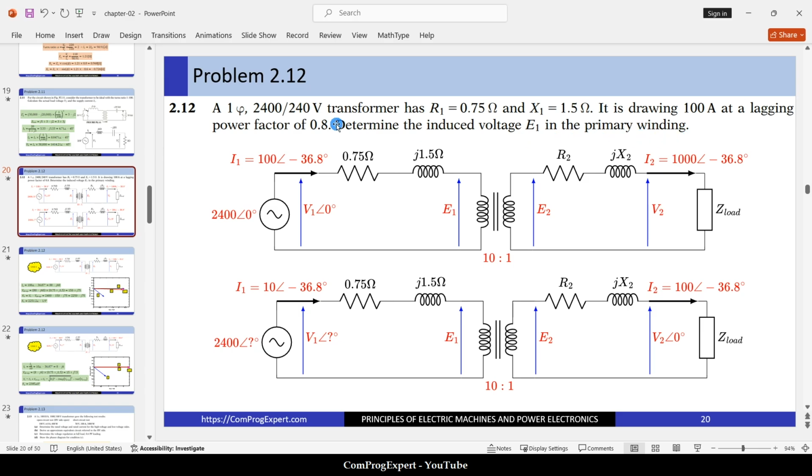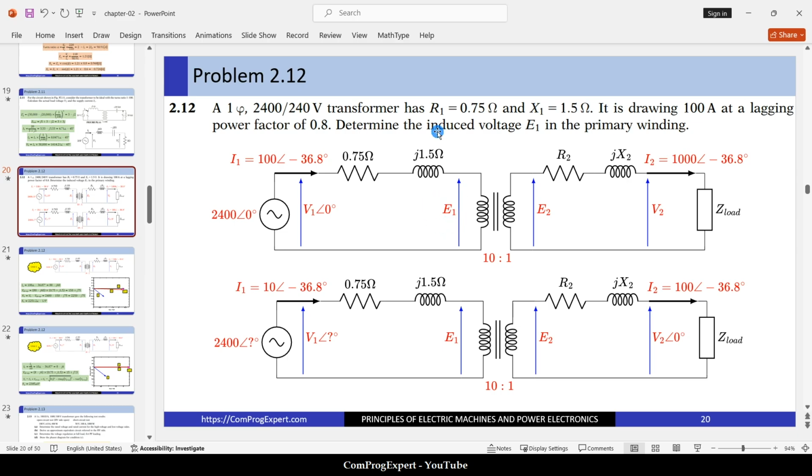So in this problem, the value of the resistance and the leakage reactance of the primary winding are given. The value of the rated voltage of the primary is known, and we have this current and the value of the power factor. We should calculate the value of the E1.